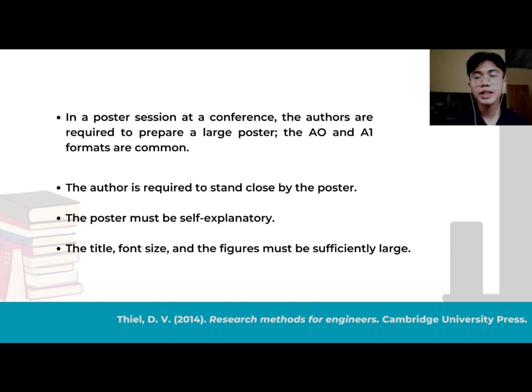So, in a poster session at a conference, the authors are required to prepare a large poster. The A0 and A1 formats are common. The A0 format or size is 841 by 1189 millimeters, while the A1 format is 594 by 841 millimeters. During the poster session, the author is also required to stand close by the poster to explain what research is being reported and to answer questions about the work, the proposed further work, and so on.